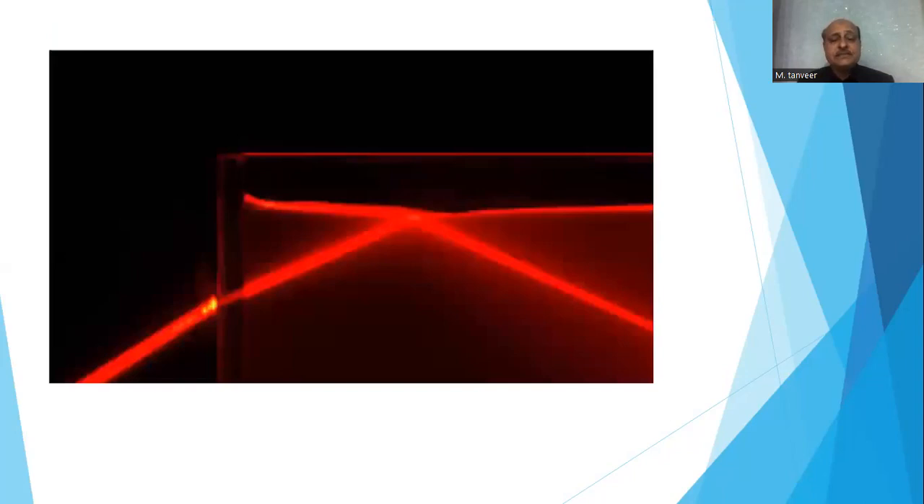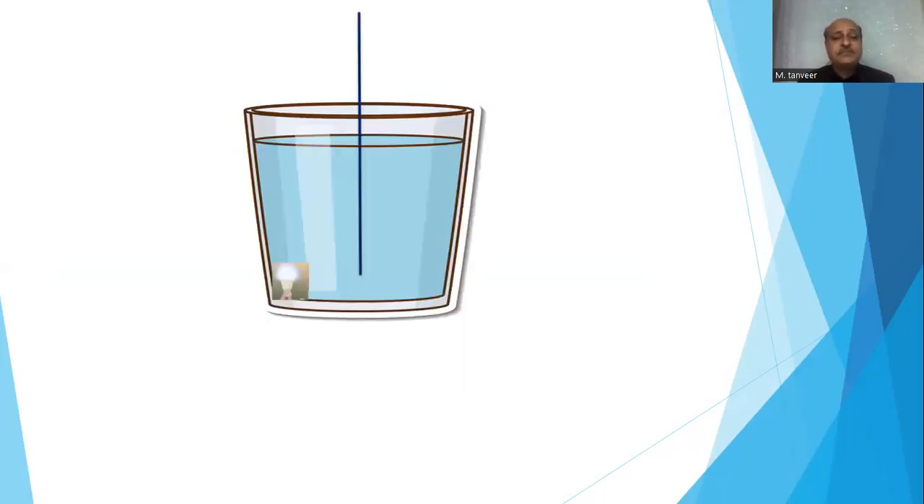This is the laser light. This laser light is going from water, but it bounces back in water. It does not go to the air. This is called total internal reflection. So we will discuss total internal reflection by taking a glass. It is filled with water and this is the source of light.